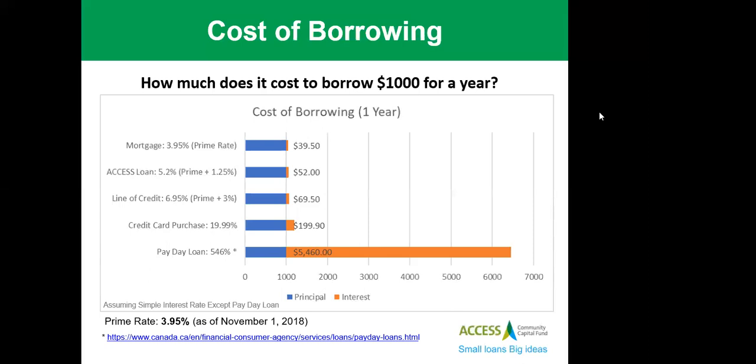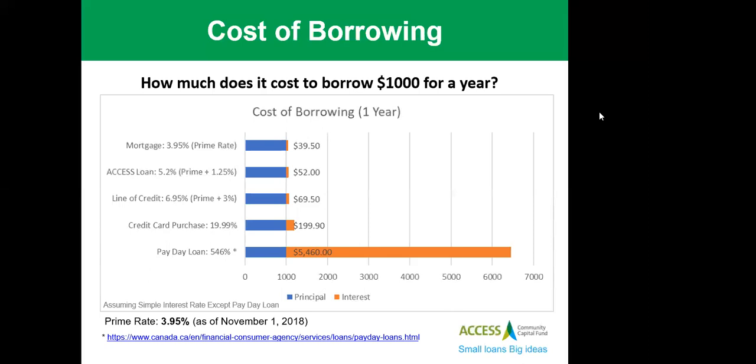So just for a summary, from the graph you can see if you borrow $1,000 for a year, for a mortgage you'll pay like $39 interest. For a business loan, you'll pay $52 interest. For a line of credit, you'll pay $69 interest. And for a credit card, you'll pay $199 interest. And for a payday loan, as I said, you'll pay $5,460 interest. So that's a lot of money for a $1,000 loan.